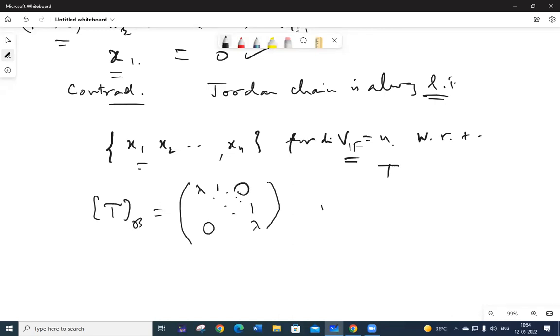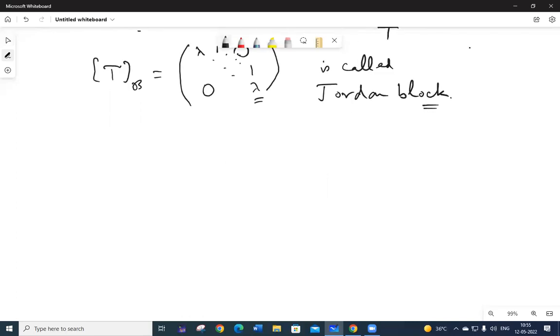This is called a Jordan block with respect to eigenvalue lambda. It may be of order k also, it may be of order n. Now we are interested in a general T which is not diagonalizable, to find a basis B of V such that the matrix of T consists of Jordan blocks.